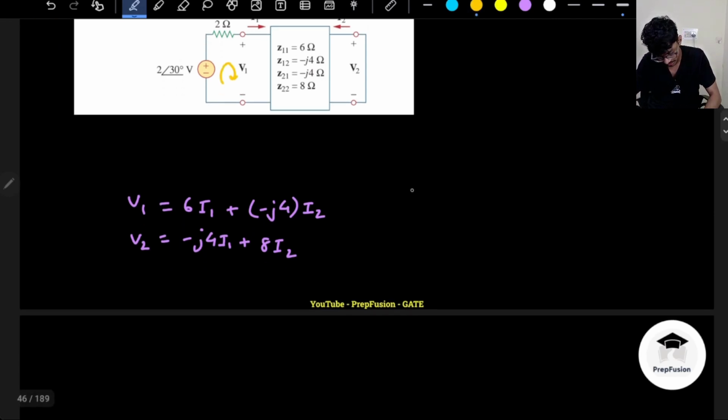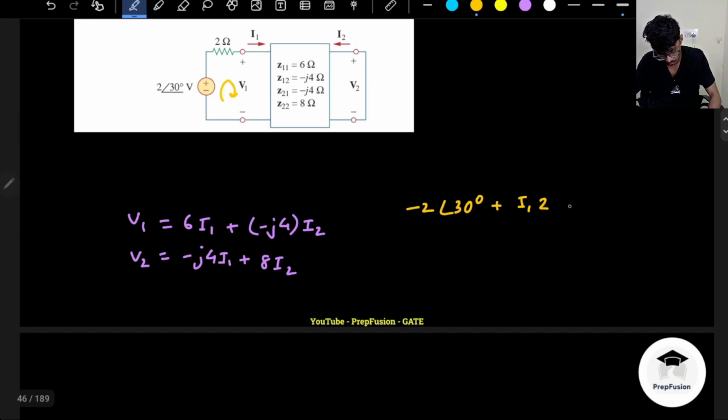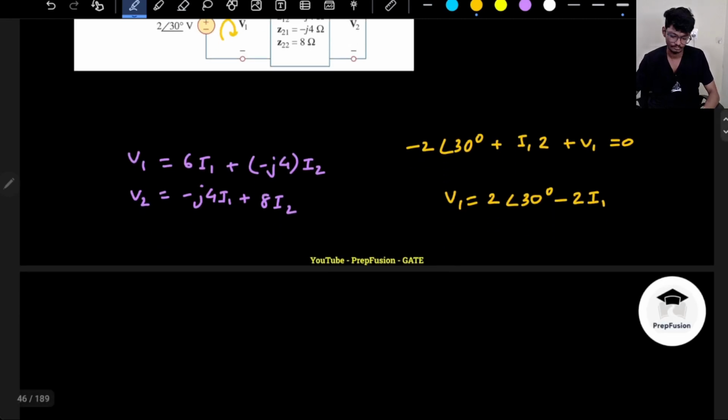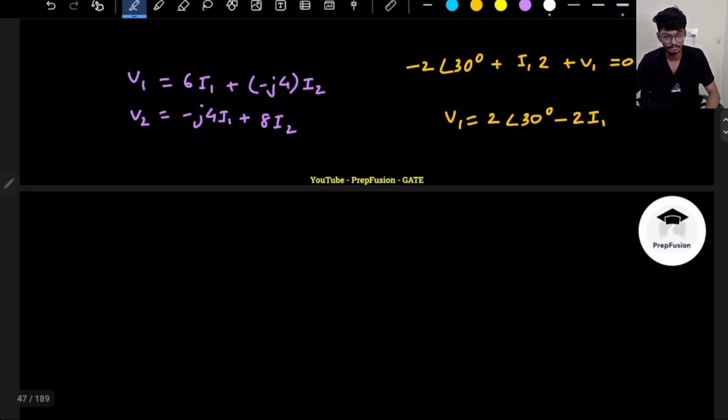Yes, I can, right? So this KVL will be minus... I always write the first polarity that I encounter in my KVL. So minus 2 angle 30 plus I1 into 2 plus V1 equals 0. So from here I get another equation for V1. V1 is equal to 2 angle 30 minus 2 I1. Okay, so V1 equals 2 angle 30 minus 2 I1.